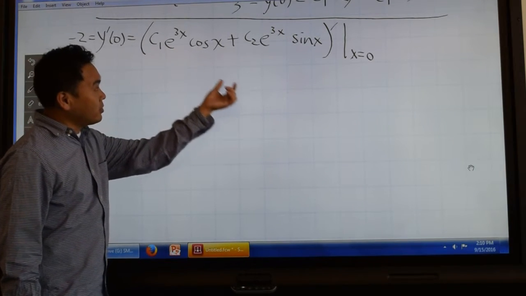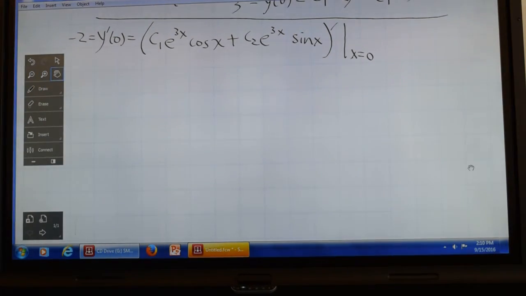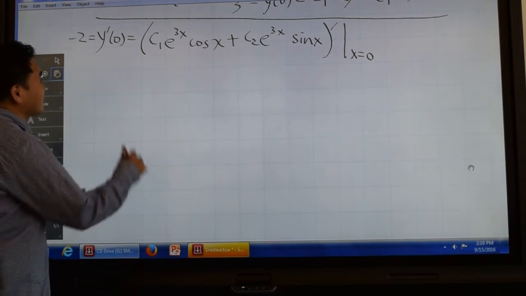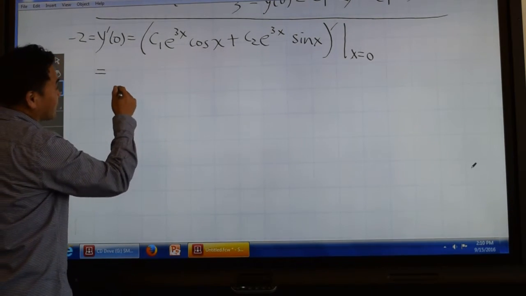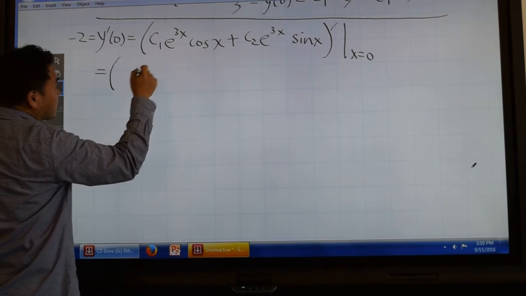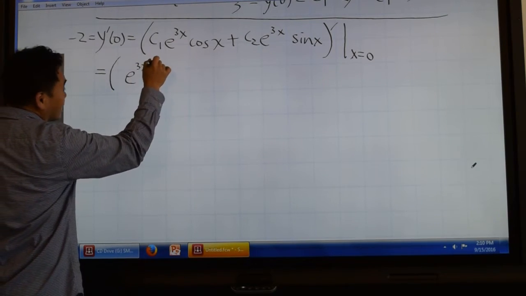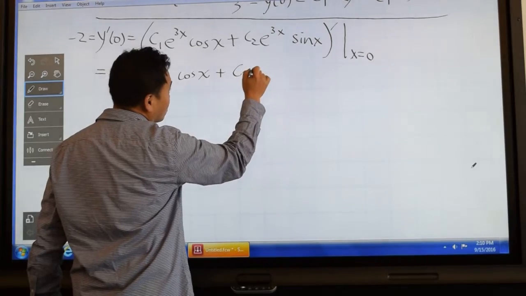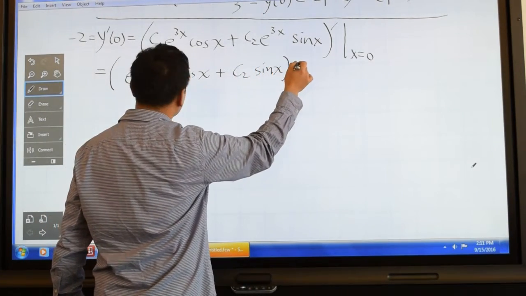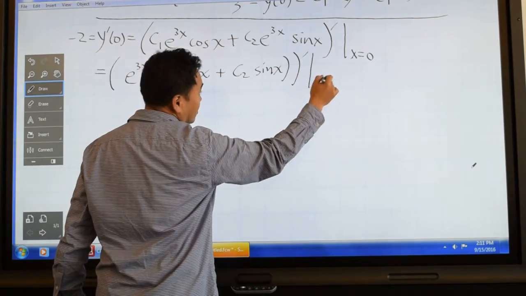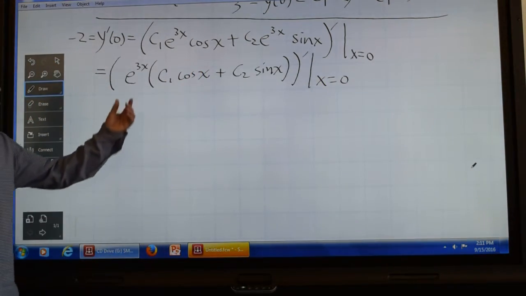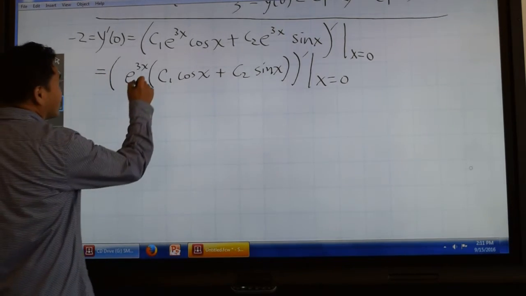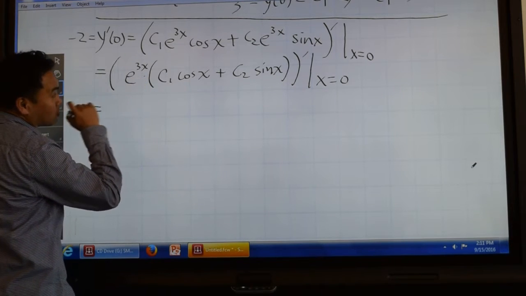When you differentiate this and this, you need the product rule, right? And because you have two product rules, it's quite long when you compute it as is. So a slightly better idea is to factor the e to the 3x out first and write it as e to the 3x times C1 cosine x plus C2 sine x. That way, since it's a product of this function and that function, you only have to use the product rule once rather than twice. That saves you a little bit of time. So let's use the product rule.